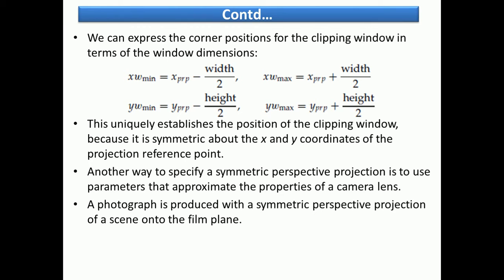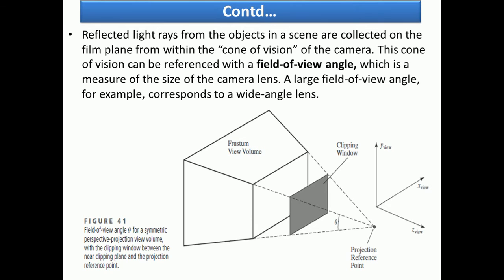Another way to specify a symmetric perspective projection is to use parameters that approximate the properties of a camera lens. A photograph is produced with a symmetric perspective projection of a scene onto the film plane. Reflected light rays from the objects in a scene are collected on the film plane from within the cone of vision of the camera. This cone of vision can be referenced with a field of view angle.